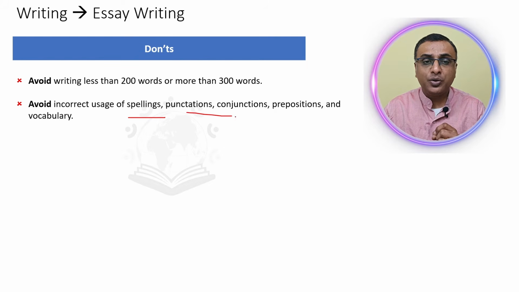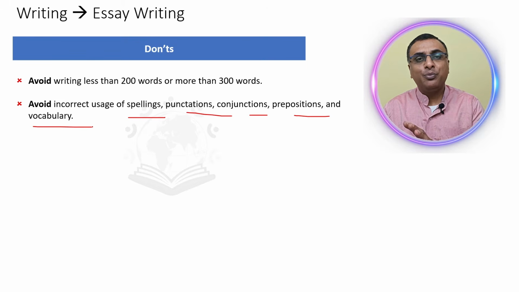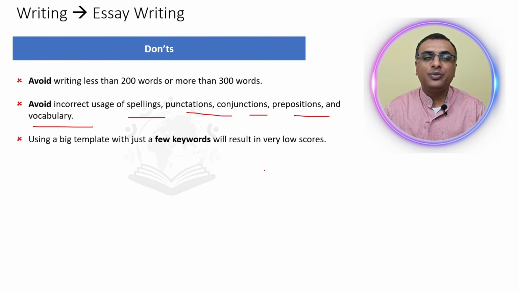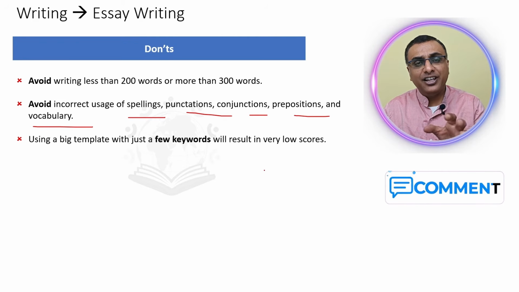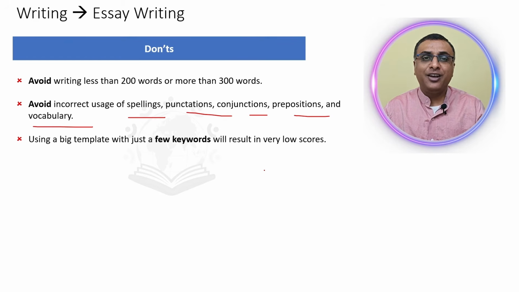Next, coming to punctuations, conjunctions, prepositions, and vocabulary: if you make mistakes here, you will not be in a position to construct grammatically correct sentences, and PTE will start reducing marks drastically. Next, using a big template with just a few keywords about the topic will result in very low scores. Meaning, you will write very few keywords about the topic and a big template, which PTE can easily recognize and will award you very few marks.